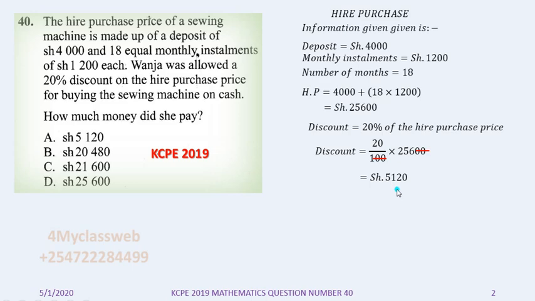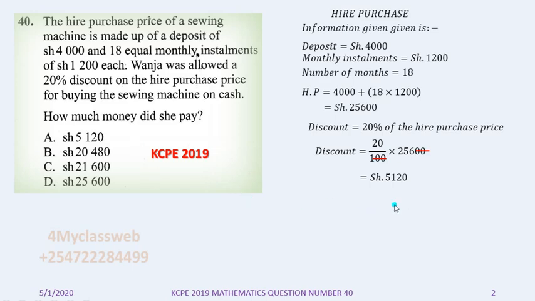Now I want you to note something here. The examiner who brought this question is giving us 25,600 as choice D. And you as the candidate, you are likely to get this one and select it, assuming that that is the answer, or thinking that is the answer. Look at the discount, 5,120. It is already given as choice A, and yet it is not the answer.